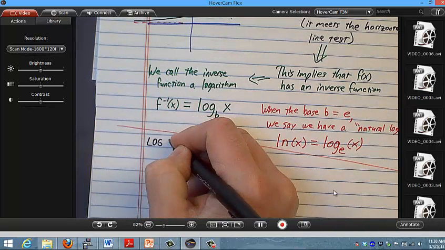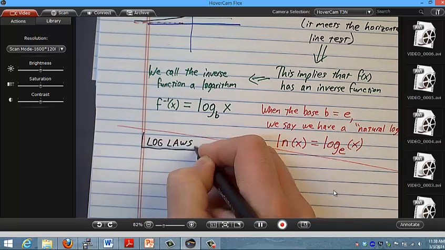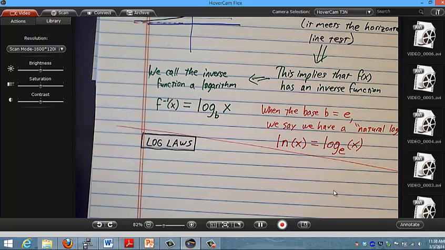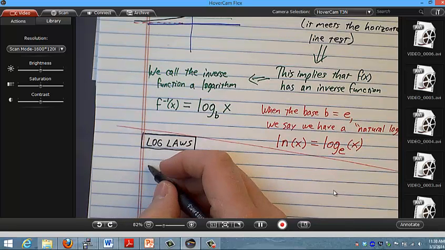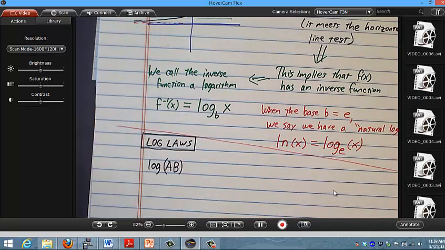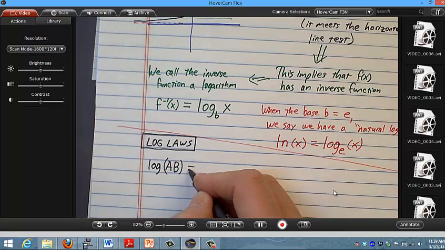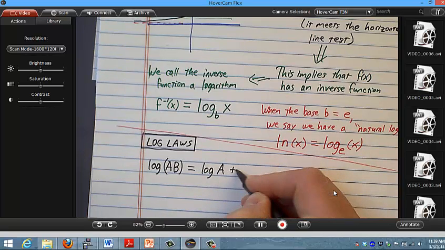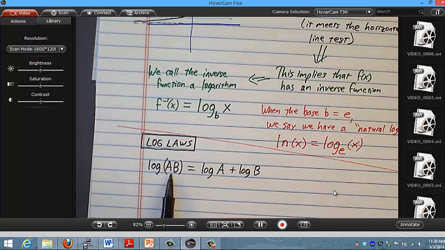There's something called the log laws. You guys remember this? No? Good reviewing? Yes? Okay. We'll review them. So, for example, if I write something like this, the log of A, B. Say I have a product. Do you know how I can rewrite that? Matt? Log A plus log B. That's right. A product can be written as a sum of two different logarithms.